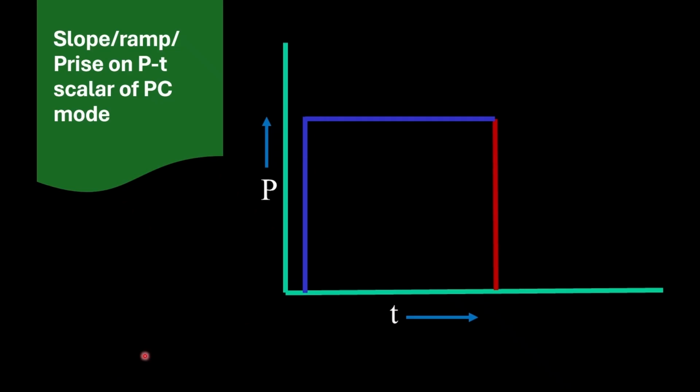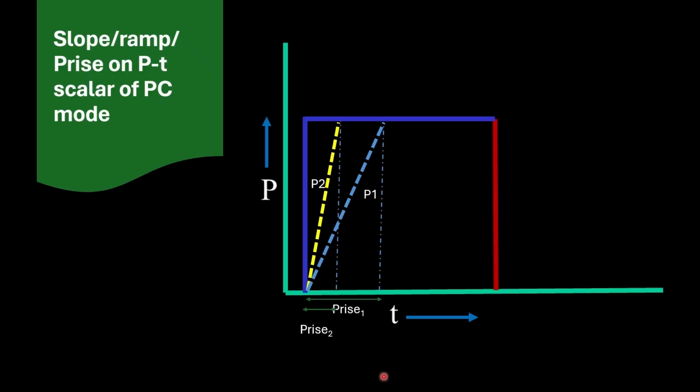But suppose the pressure rises slowly, then there will be some P rise or ramp. There is some ramp here, and this ramp is gradual. This is called P rise 1, which is a little longer. Now compare this to another hypothetical line, P2, where the rise is a little faster. P2 is faster, P1 is slower. The P rise 2 is shorter than P rise 1. The shorter the P rise, the steeper the curve.